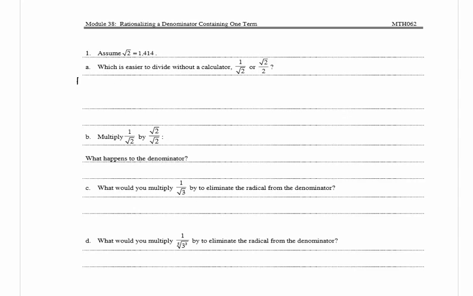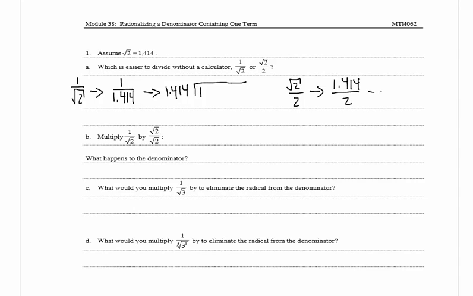So if we have 1 divided by the square root of 2, using the assumption we can write this as 1 divided by 1.414. And if we have 1 divided by 1.414, the division would be 1.414 divided by 1. And then if we have the square root of 2 over 2, we could write that with the assumption as 1.414 divided by 2. And that division would be 2 divided by 1.414.